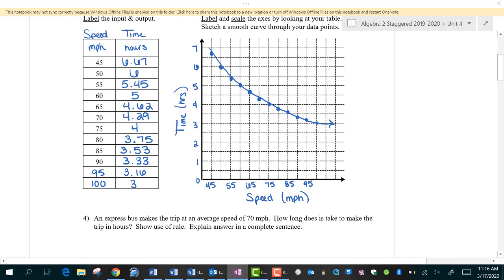The first question asks, an express bus makes the trip at an average speed of 70 miles per hour. How long does it take to make the trip in hours? So we know the speed is 70 miles per hour, and we're trying to figure out how long or how many hours it takes.